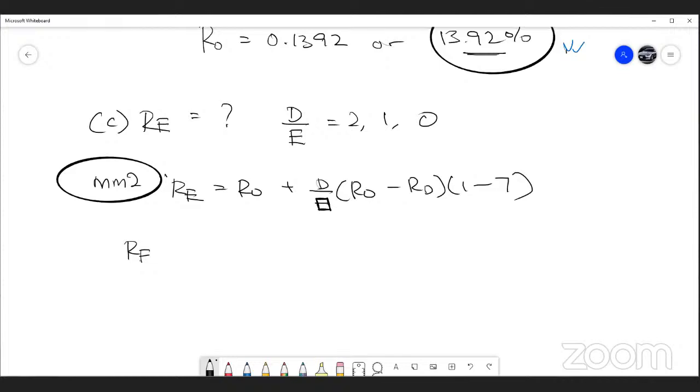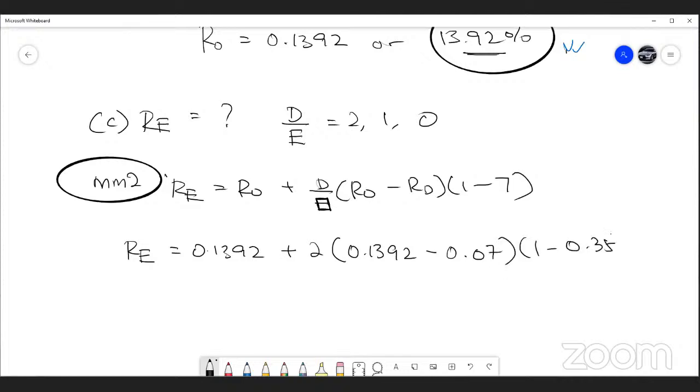So RE, use back this one, 0.1392 plus debt to equity is 2 times (0.1392 minus the debt cost, which is 0.07). So find the answer: 0.2293, or 22.93%.